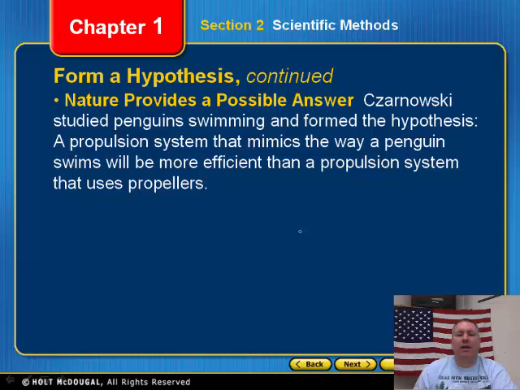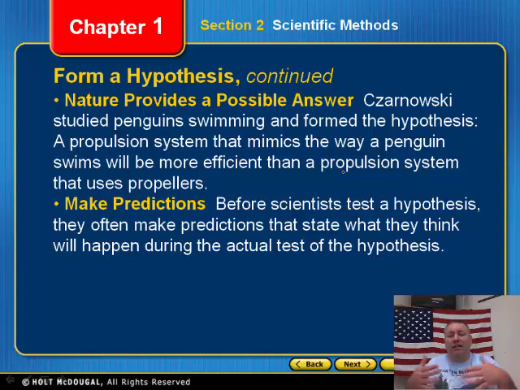So these gentlemen started researching, looking around to see what was the most efficient swimmer out there. And they discovered that a penguin was the most efficient swimmer. So they decided to create their model, or their propulsion system, based off of a penguin and how a penguin swims. So basically the flappers.